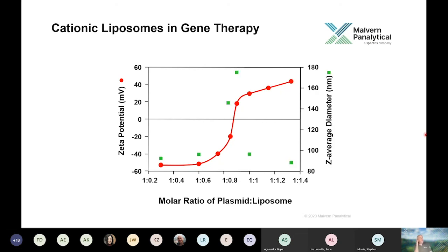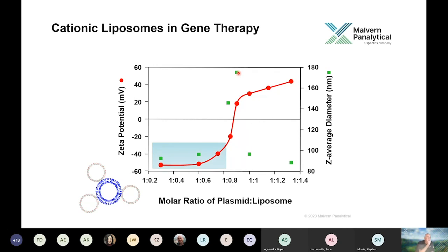So we can also look at the size of the complex. That's the beauty of a zeta sizer. We can do size and zeta in certain cells. And here we can see that the complex size, when the complex is either very negatively charged or very positively charged, is pretty constant around 90 to 100 nanometers. But as we approach neutrality, the complex size gets much larger. And this is because of aggregation. And now the van der Waals attractive forces are dominant. There's no repulsion present between these complexes. And that can have a big effect on transfection efficiency, of course.